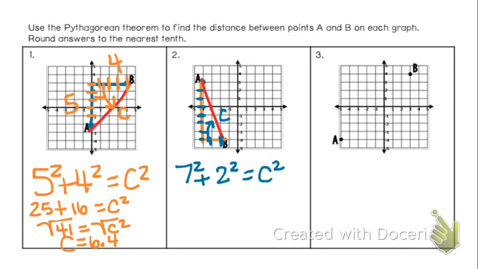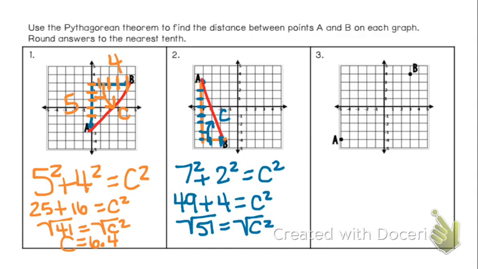So I'm going to square 7, and I'm going to get 49. I'm going to square 2, and I'm going to get 4. Then I'm going to add 49 and 4 together, and I'm going to get 53. Then I'm going to take the square root, and I'm going to get C equals 7.1. Notice I didn't round it down. I left it the same. We get 7.1.